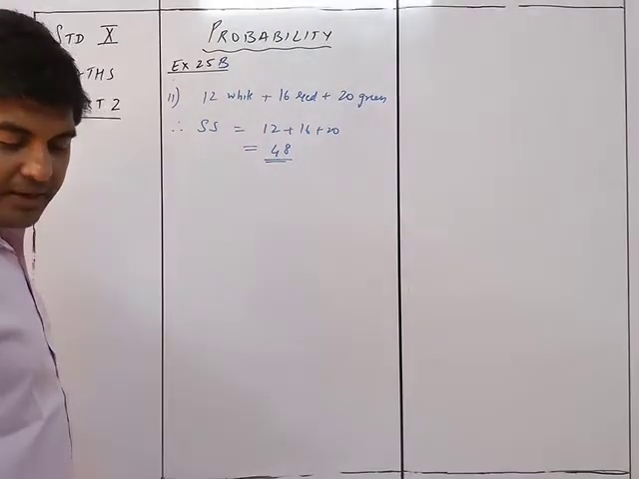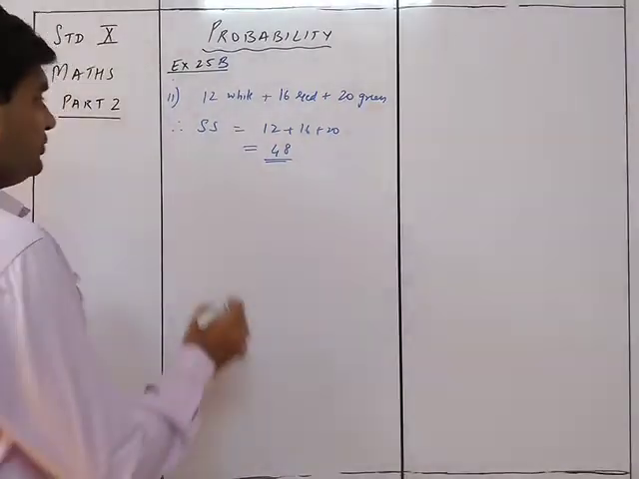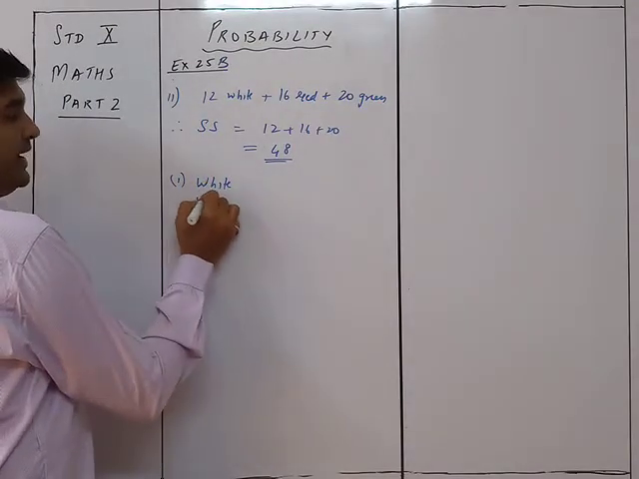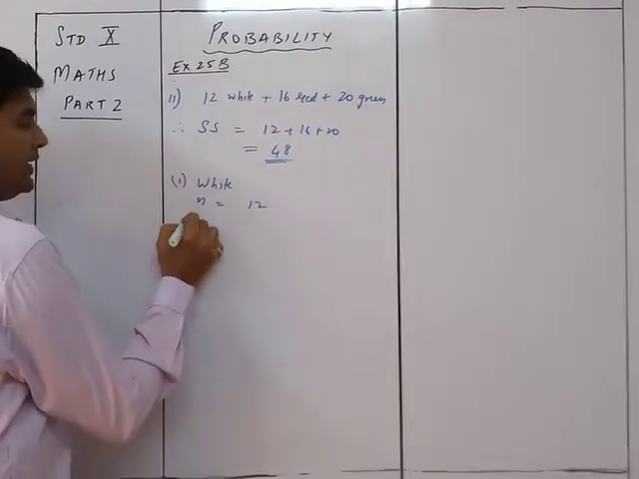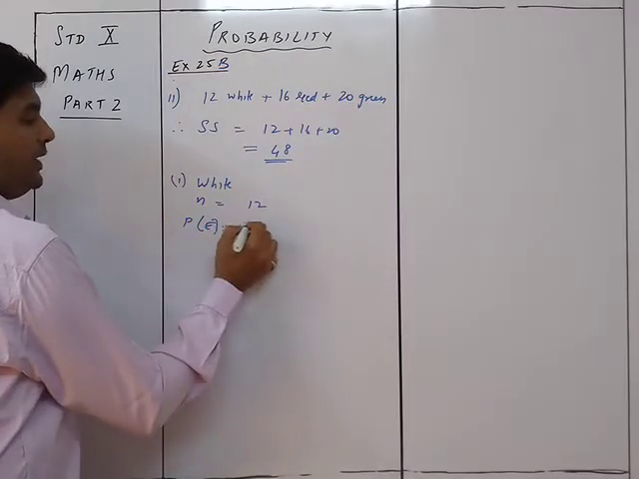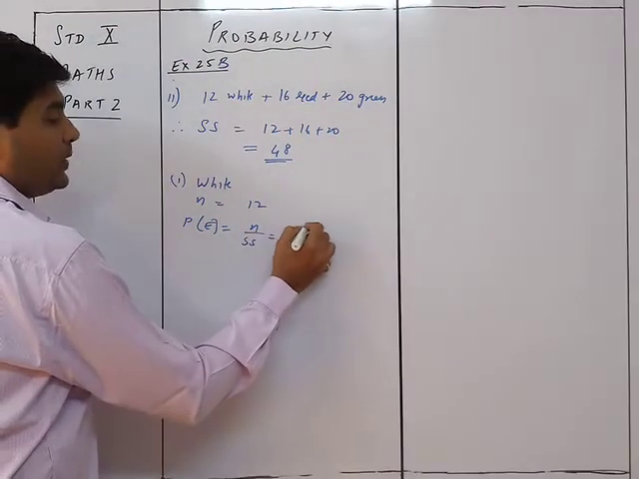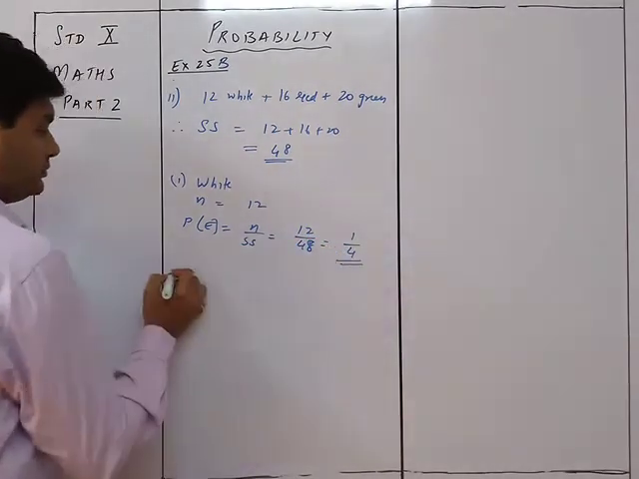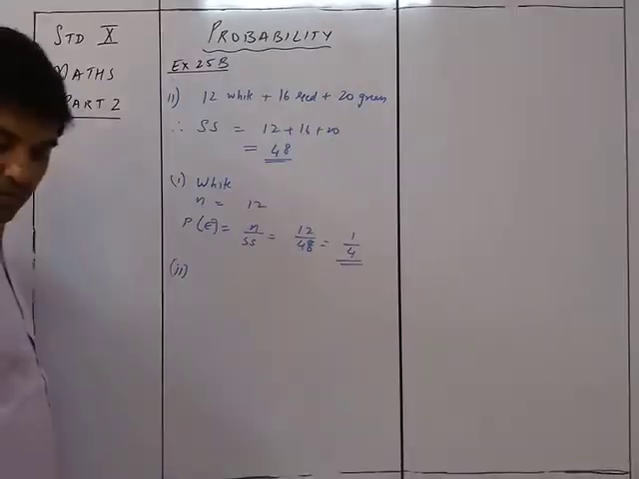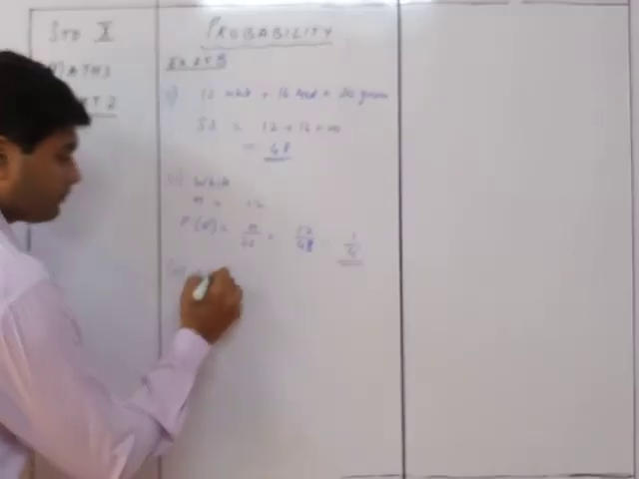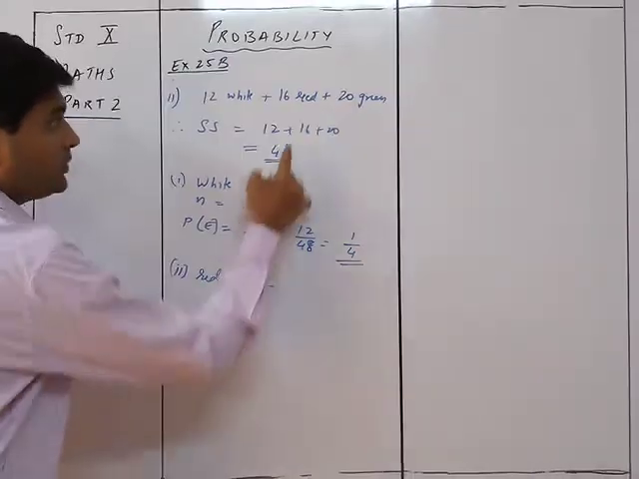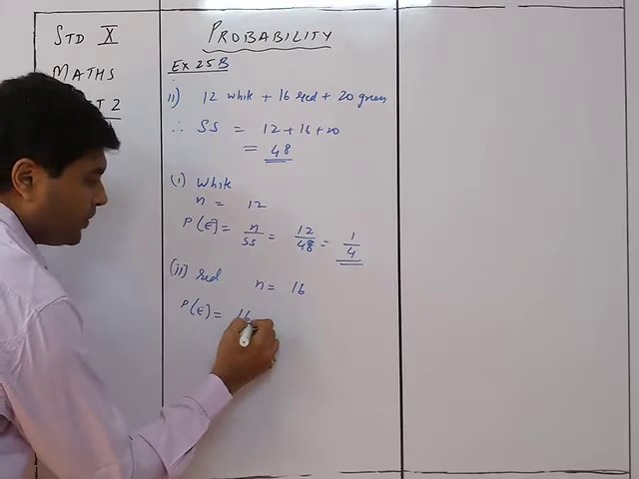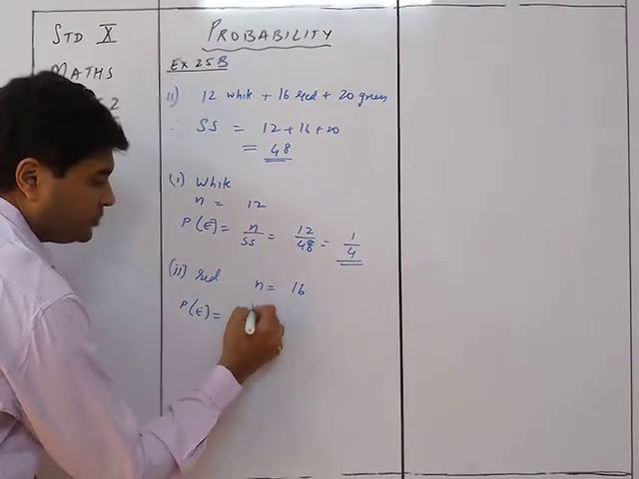Now determine the probability. If the ball drawn is the first one, white, then of course n will be equal to 12. Accordingly, PE will be equal to n upon SS, that is 12 upon 48, which is 1 upon 4. We move to the second one, red. So n will be equal to 16, so PE will be equal to 16 upon 48, that is 1 upon 3.